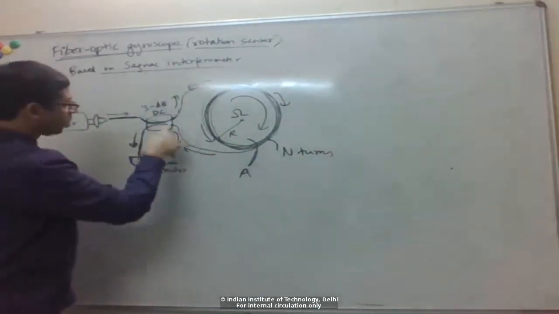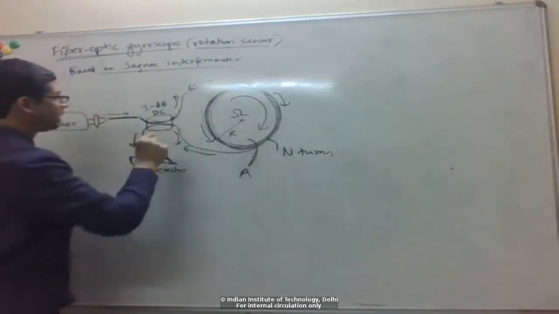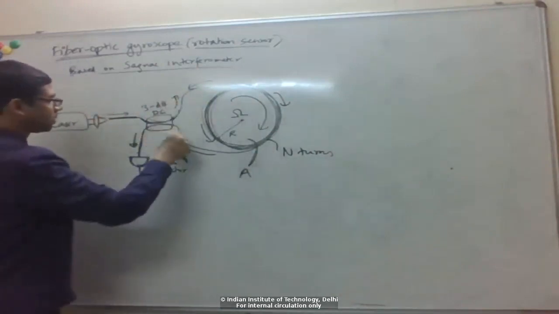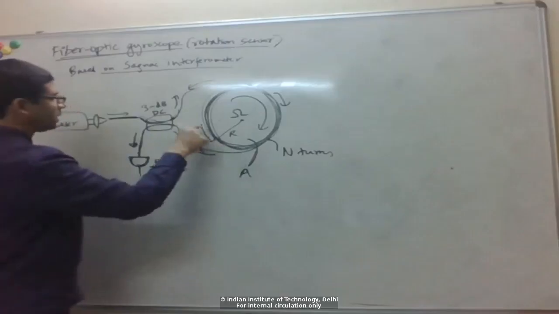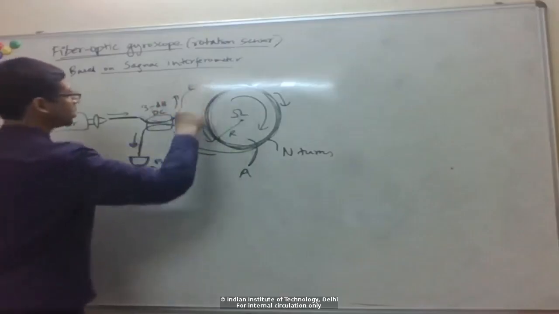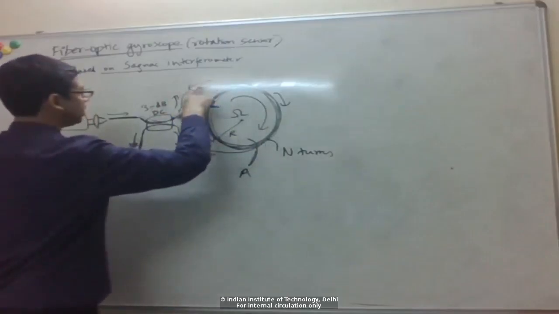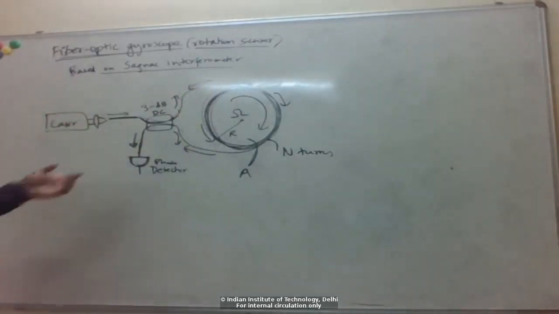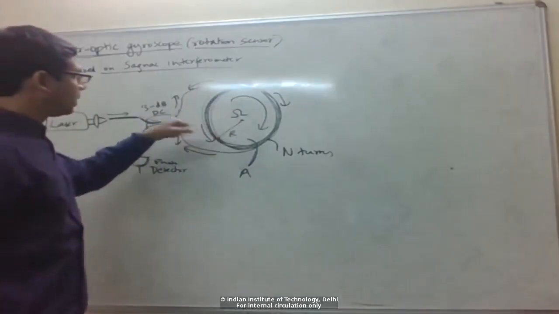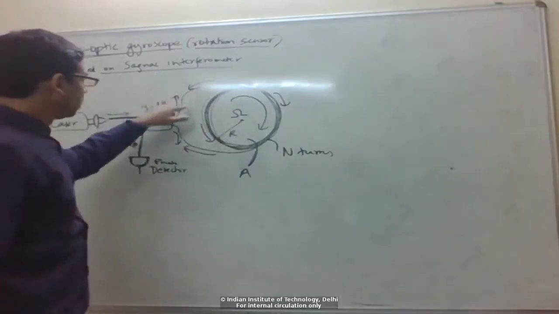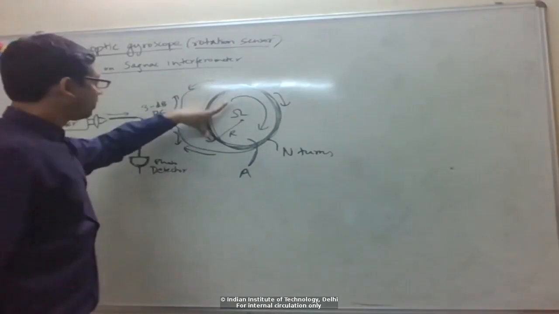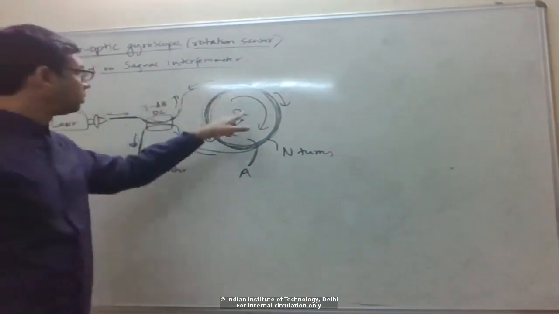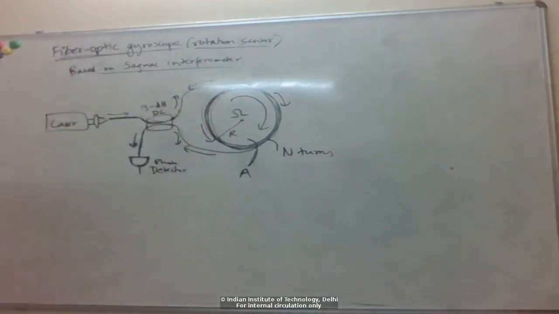Whereas this anti-clockwise traveling light has to travel a smaller path, because it enters here, but when it comes out, this has already moved here, so it travels less than what it would need to when it was stationary. So now you can see that the paths that the clockwise and anti-clockwise need to travel are different because of the rotation.